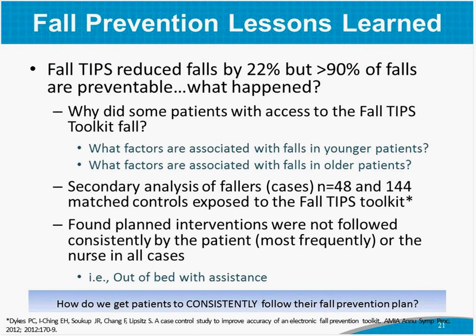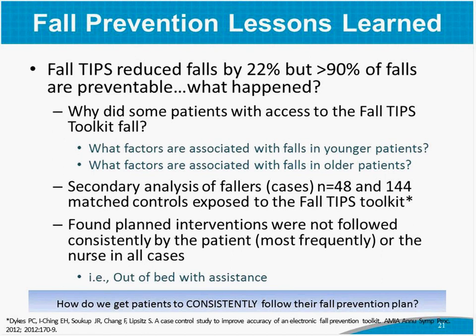And so we did a case control study looking at the factors for patients who were on the intervention units. They had access to the toolkit and they still fell. And we looked at control patients who had access to the toolkit and did not fall. And what we were wondering is, did we miss interventions? Were there interventions that we should have had as part of this intervention that we had missed, that we need to maybe revise the toolkit?